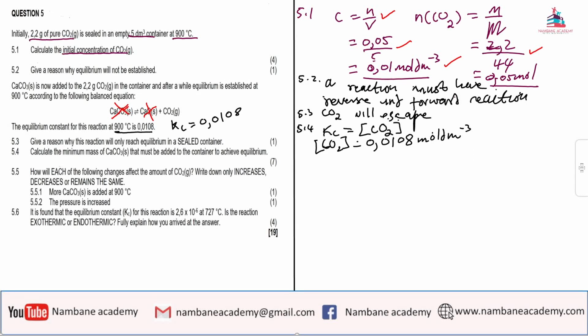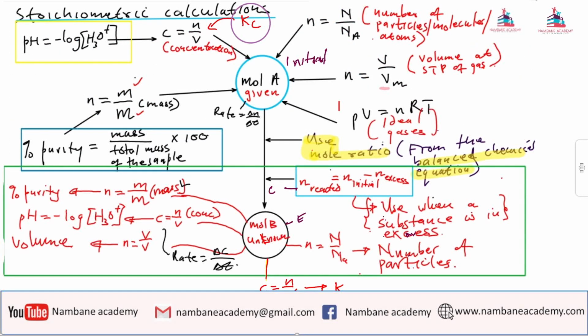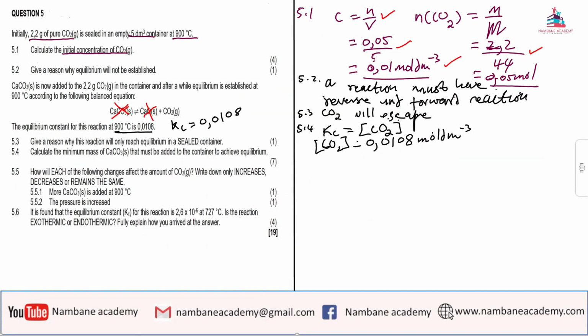Very easy. When I am given concentration, I'm going to go back to this. I have the concentration. I need to get the number of moles. So I'm going to go and get the number of moles. C is equal to n over V, 0.0108. I want the number of moles. The container is still 5. Then the number of moles of CO2 is just equal to 0.054 mole.